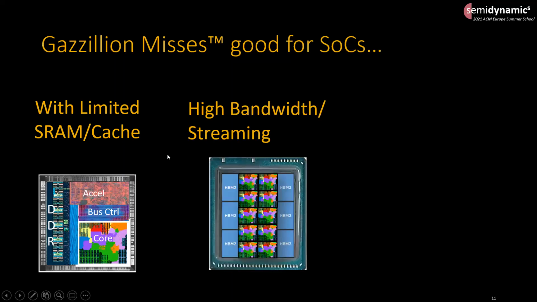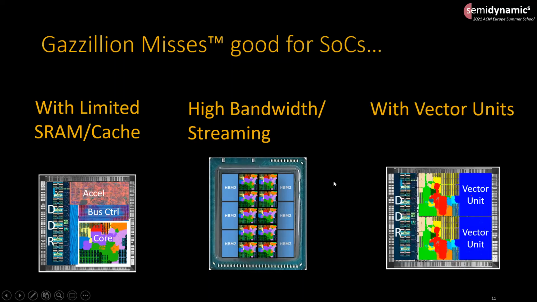On the other extreme of the scale, if you were building a gigantic SoC with 6 HBM2 stacks or HBM3 or whatever is the latest, and lots of compute in the middle, you have a tremendous amount of bandwidth available, so you want cores capable of using that bandwidth. And again, we would say that our cores are good for that.